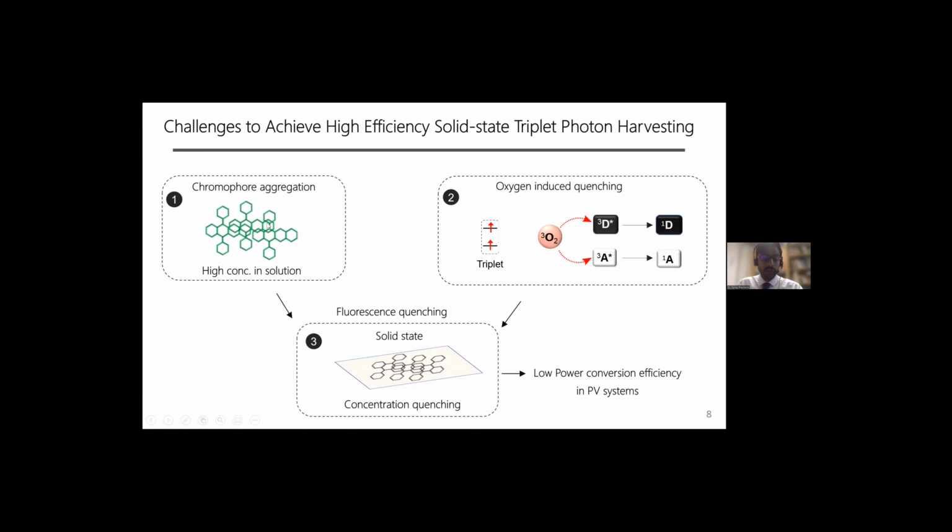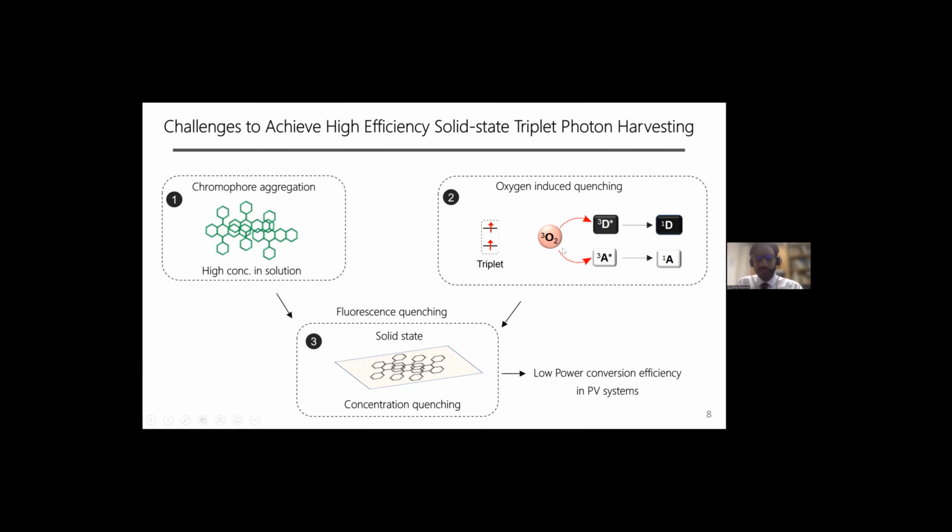And since we are thinking of translating them into the solid state, this problem gets worsened, because in the solid state there would be no solution for the molecules to separate, and they further undergo aggregation. So these are two challenges, in the solution or in the solid state.